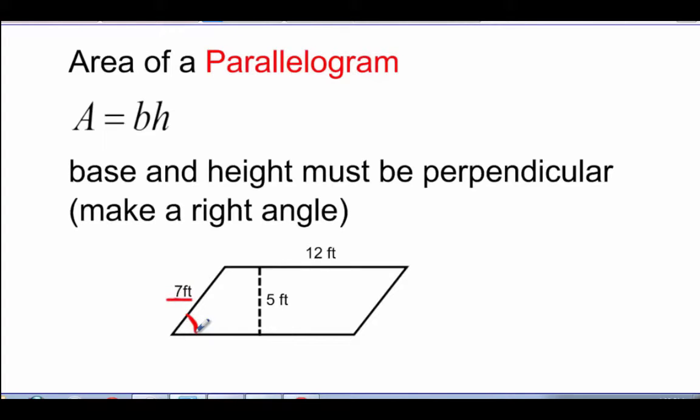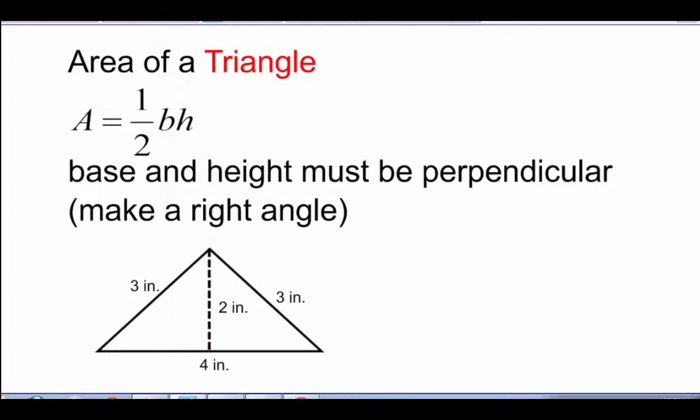So I can see that I'm going to have to use 12 feet as my base, and that this side right here, or that line right there, does form a right angle with the base, and so that will be my height. And so I'm just going to take 12 times 5, and that will give me 60. And then I look at my label and it's feet, so now that I'm doing area, it's going to be square feet.